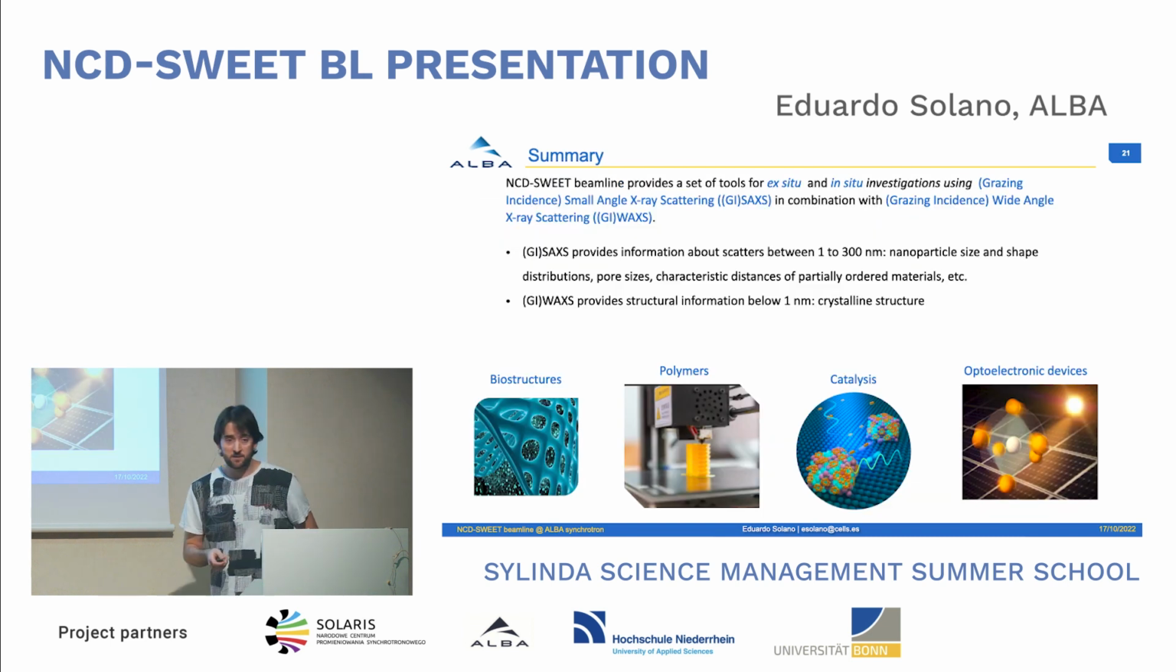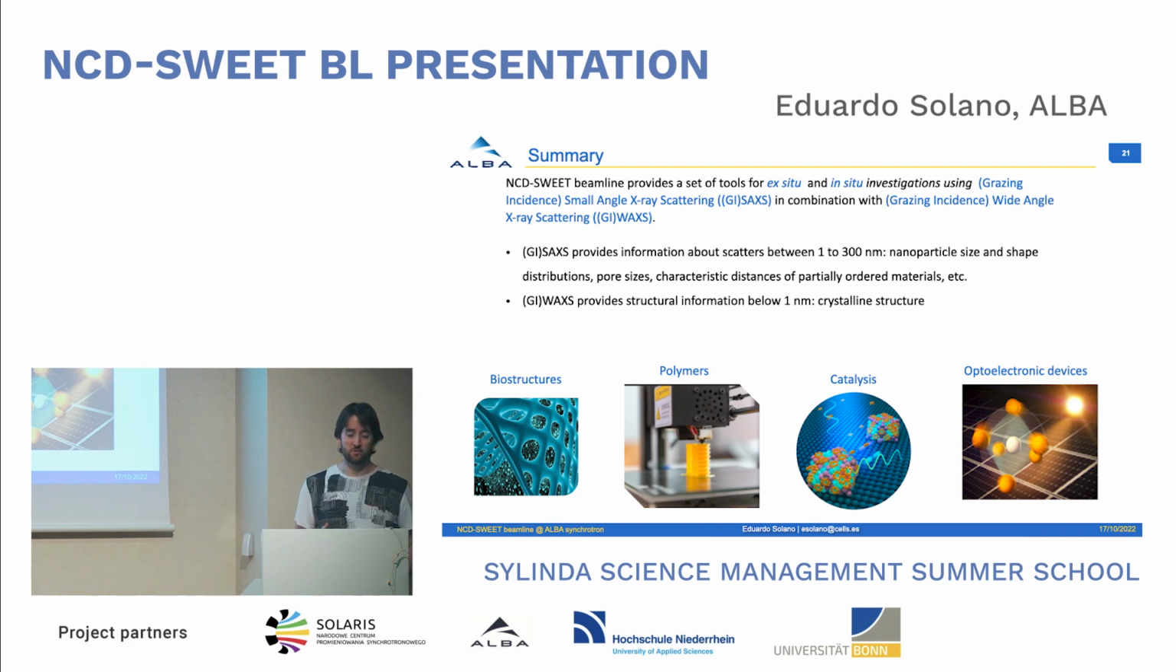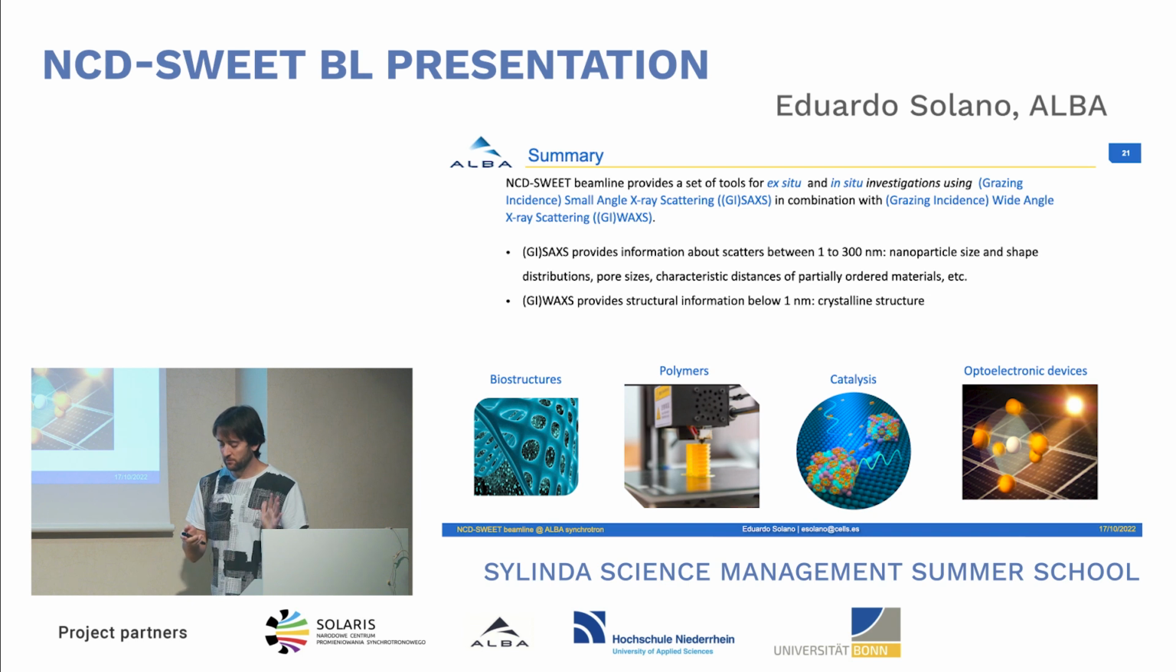So just to summarize, the NCD-SWEET beamline or any scattering beamline can provide information about the scatterers between 1 and 300 nanometers for SAXS, and for GWAXS can provide structural information below 1 nanometer, more in the crystalline structure range. And we are working in these four main fields, but of course we are open to work with different fields. So that is my presentation.